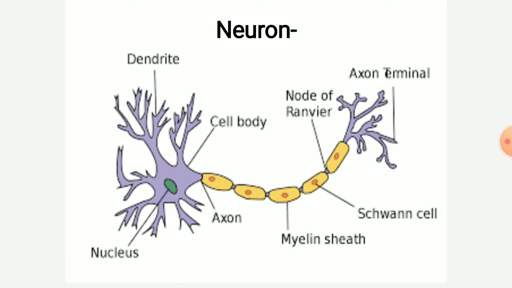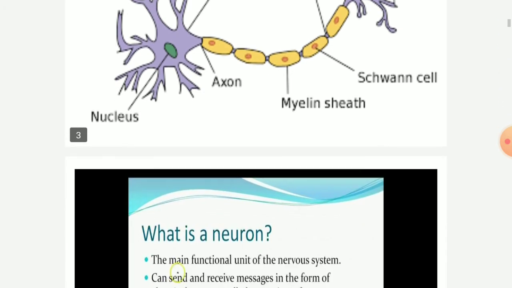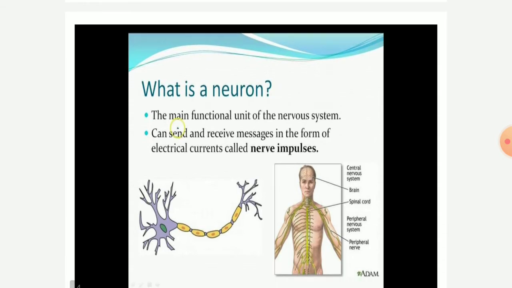In our body there are many neurons. The neuron contains cell body, dendrites, axon and axon terminal. This is the image of a neuron. So the main function: the neuron is a functional unit of the nervous system, which can send and receive messages in the form of electric current called nerve impulses.